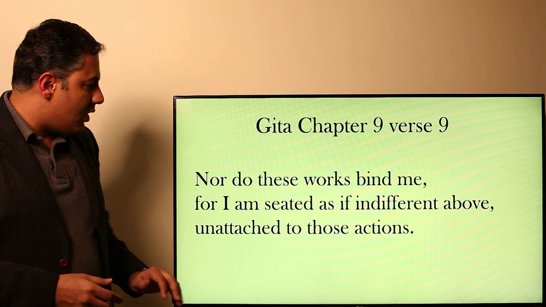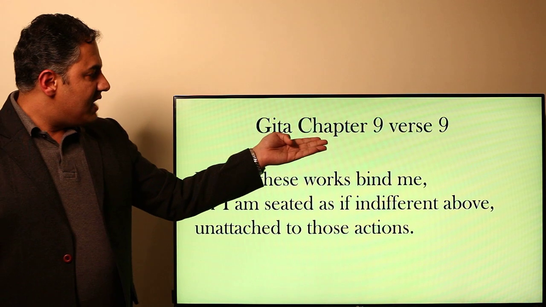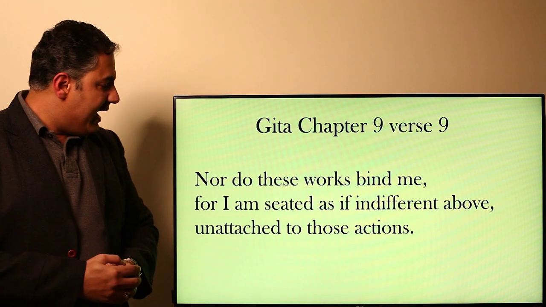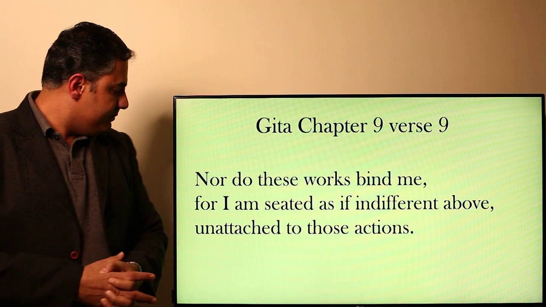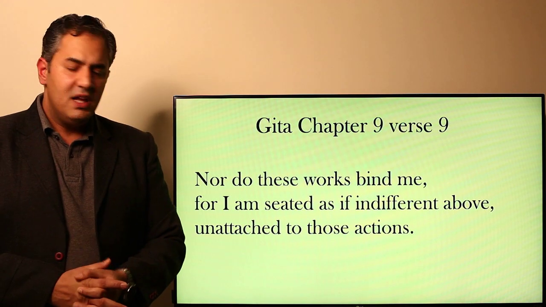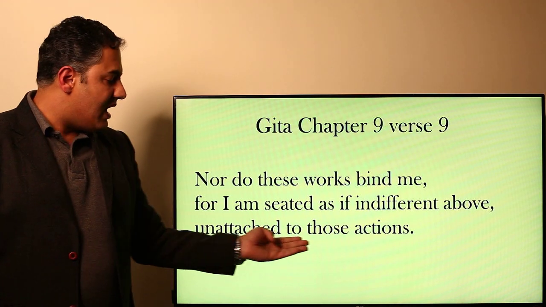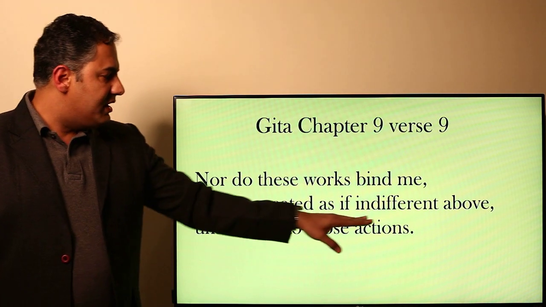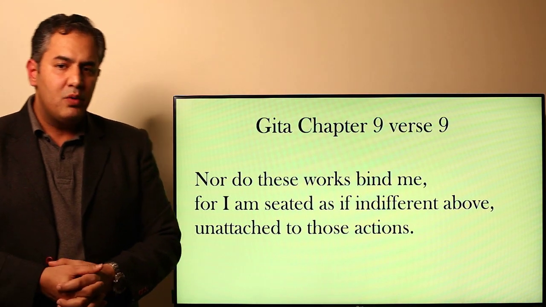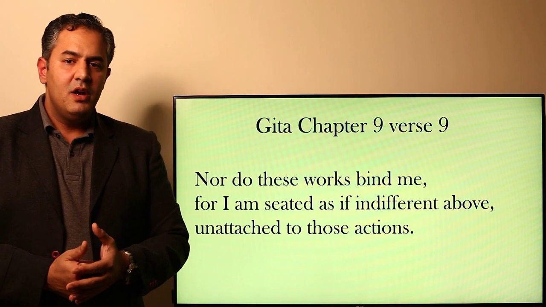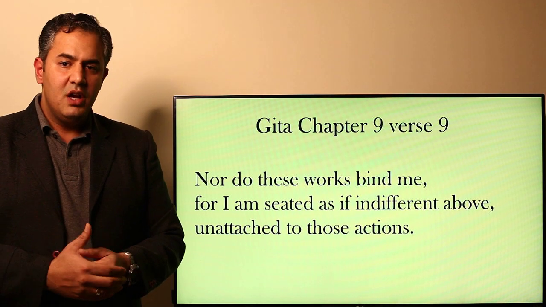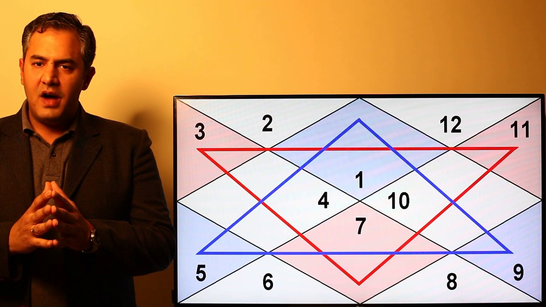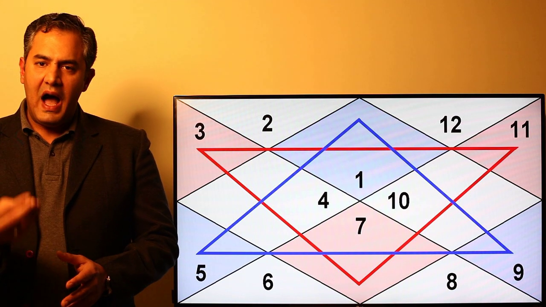There is another verse which also mentions the same. Chapter 9, verse 9 states, "Nor do these works bind me, for I am seated as if indifferent above, unattached to those actions." This again clearly mentions that the person is unattached to actions he is doing or actions done by others, and he is indifferent. Then he is not bound by any of the boundaries in life, and nothing can stop him from achieving that liberation, that salvation, that higher knowledge, higher consciousness. So the balance of life is of utmost importance. Being neutral is of highest essence.